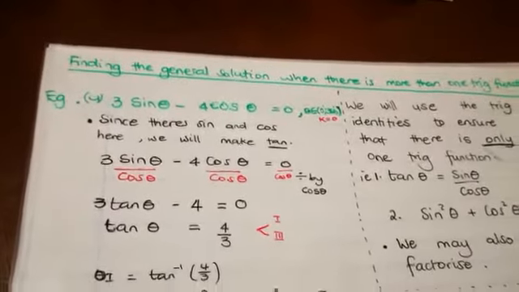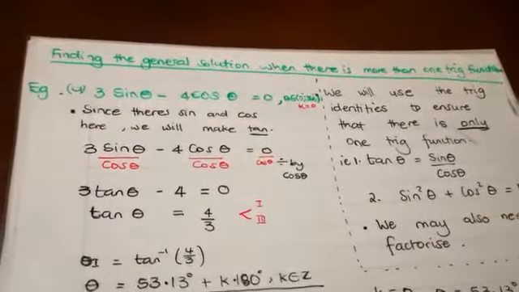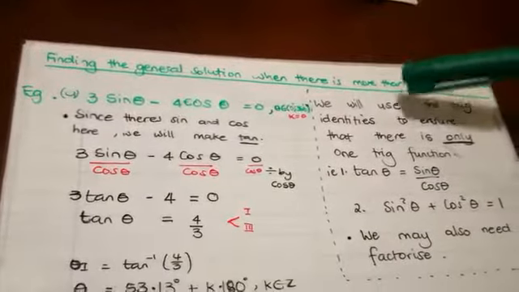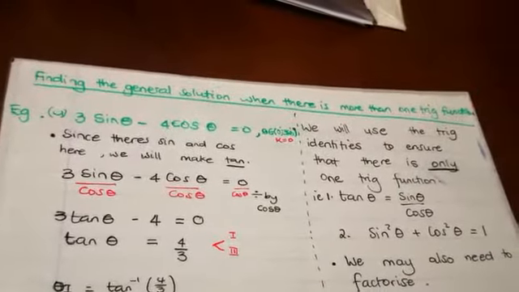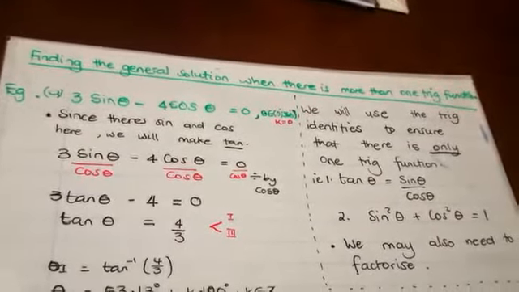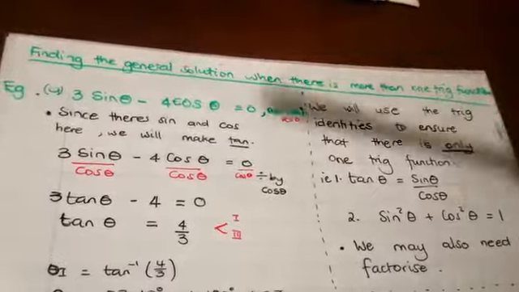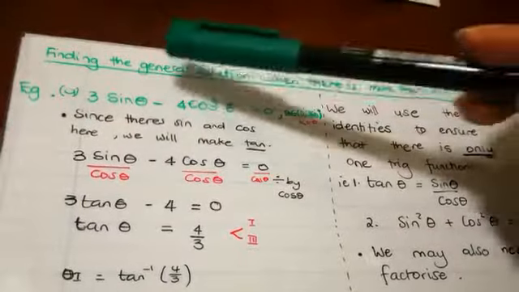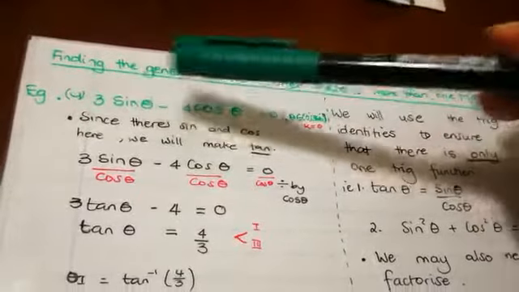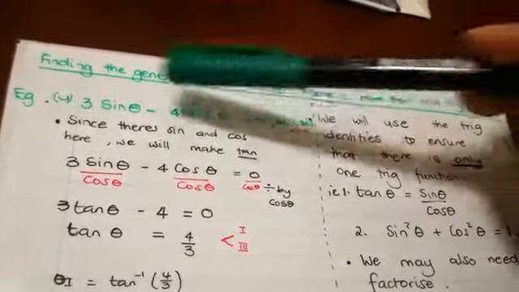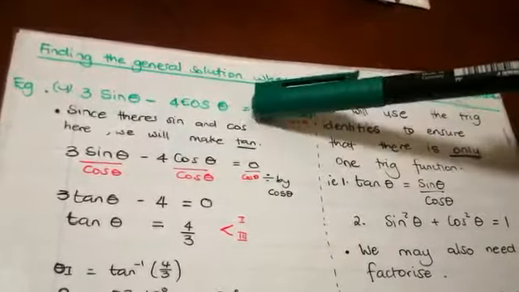Good day, grade 11s. Today we are going to look at finding the general solution when there's more than one trig function. That means in your equation, it's no longer going to be just sine only or tan only or cos only. You are going to have a situation like this one that I have here, where in one equation you have sine and cos. So how are we going to deal with this?